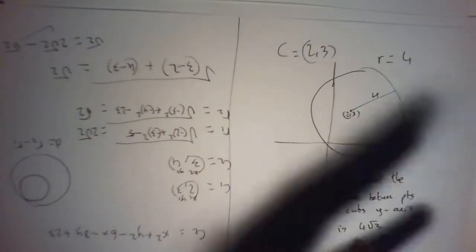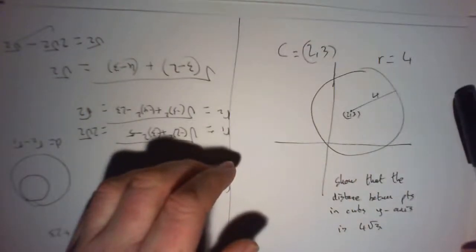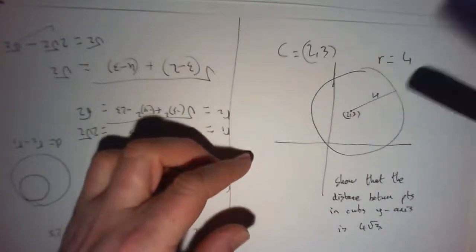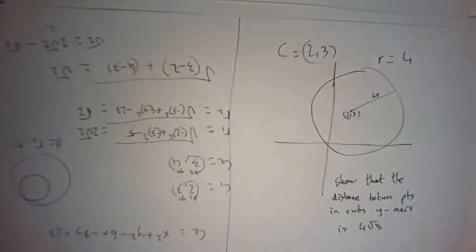Well, a couple of ways you can do it. You can generate the equation. Once you've generated the equation, let x equal to 0, solve for y, and get your 2 y points. Simple as that. That's an easy enough way of doing it. And then once you've got your 2 y points, take one from the other, and you should get 4 root 3. Okay, that's one way of doing it.